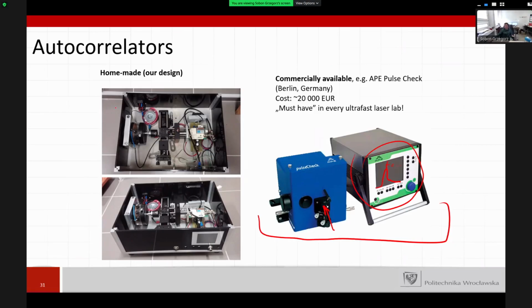This is one of the homemade designs. So there is a beam splitter, one retroreflector, a second retroreflector. This is placed on a shaker. It might even be a loudspeaker, but this is a shaker. So it moves this mirror. And here we have the detector and some electronics to plot the pulse on the screen.